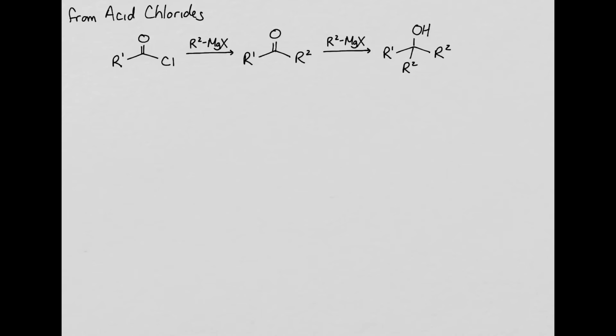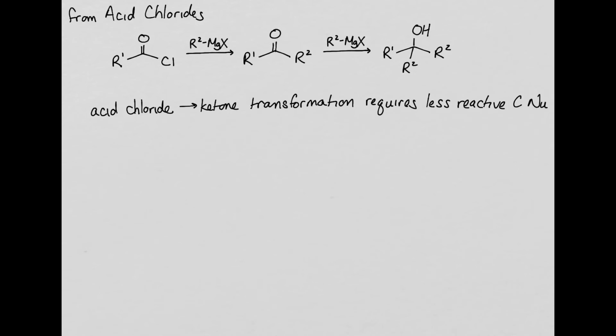Therefore, we need a less reactive carbon nucleophile to convert an acid chloride to a ketone. In other words, to stop the addition after a single equivalent of the carbon nucleophile has added. The less reactive carbon nucleophile that we can use to carry out this transformation is called lithium dialkyl cuprate, otherwise known as a Gilman reagent. A Gilman reagent has the formula R2CuLi.